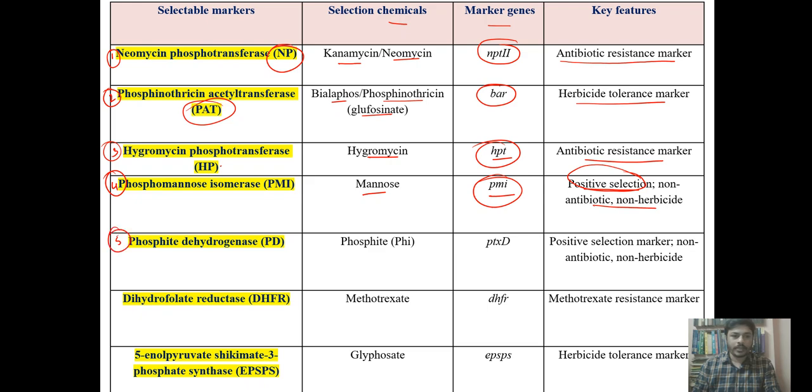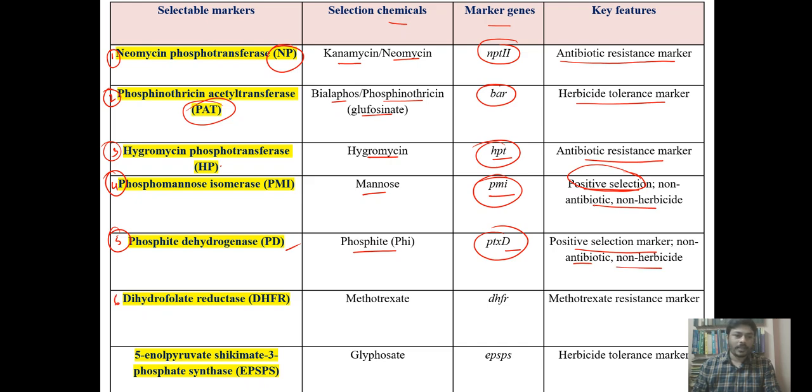Then coming to the next, it is the phosphite oxidoreductase or phosphite dehydrogenase, and the selection chemical is phosphite, and the marker gene for this selectable marker is ptxD. It acts as a positive selection marker, and it is also a non-antibiotic, non-herbicidal marker.